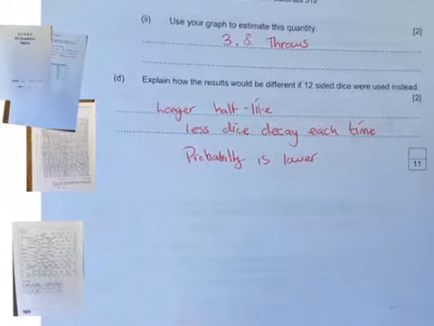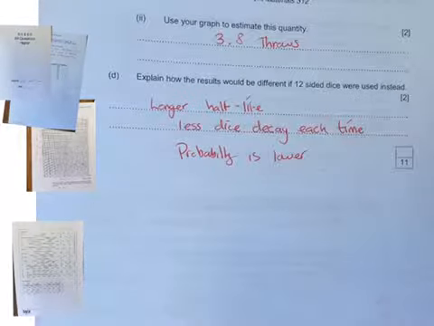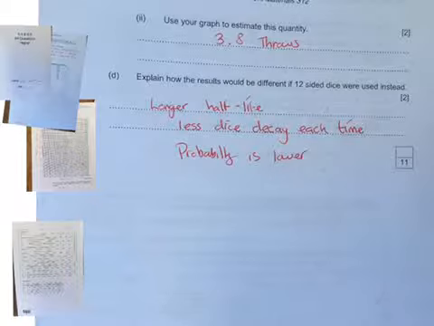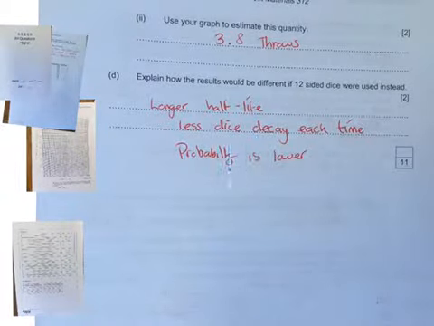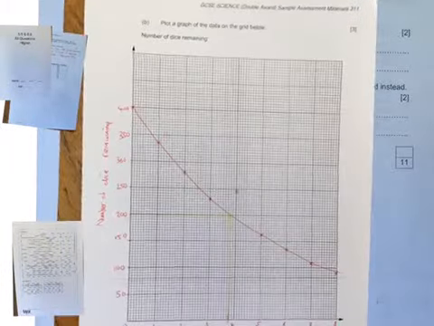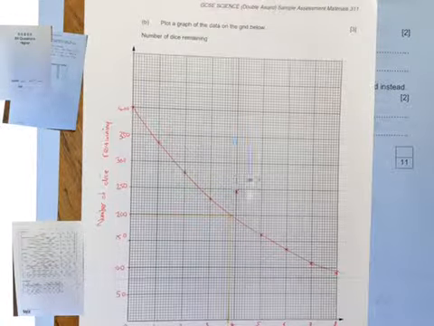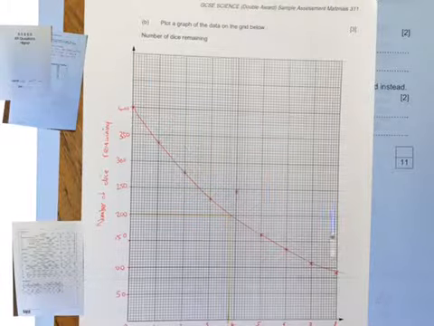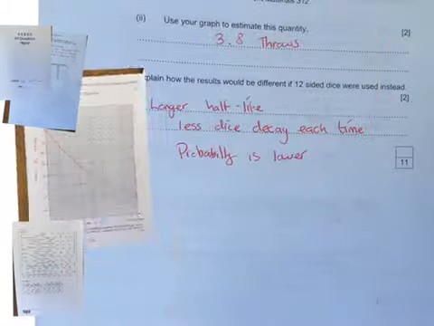And then the last question, explain how the results would be different if 12-sided dice were used instead. Well, it's taken my odds now from 1 in 6 to 1 in 12. So the probability is lower, therefore it's going to be a longer half-life. There's going to be less dice decaying each time, and your curve would be less steep. It would be sort of going above that line. So that's that question.